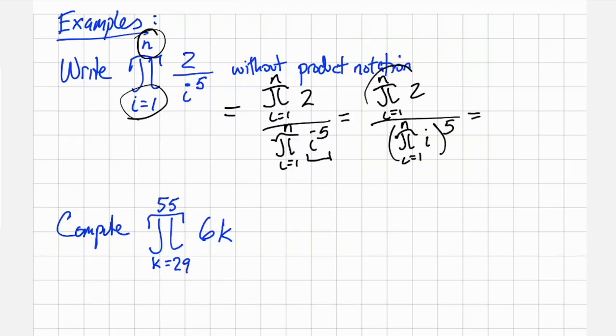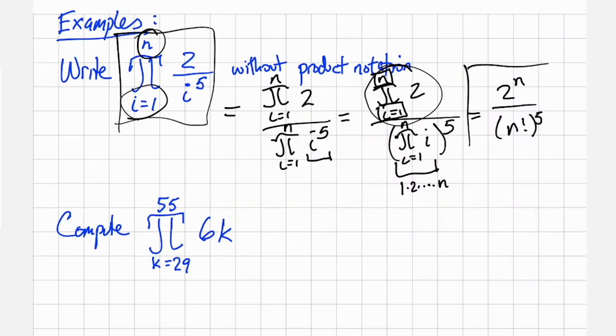And now we look at this product. This is a product of constants, and so this is 2 to the number of terms that there are. Here our index starts at 1 and goes up to n, so there are n factors, so we get 2 to the n. And in the denominator, this product is 1 times 2 times dot dot dot up to n, which is n factorial. So n factorial to the 5th. This product is equal to 2 to the n over n factorial to the 5th power.